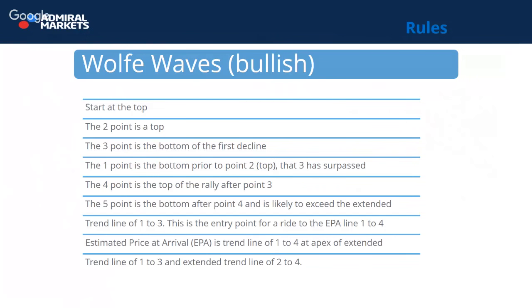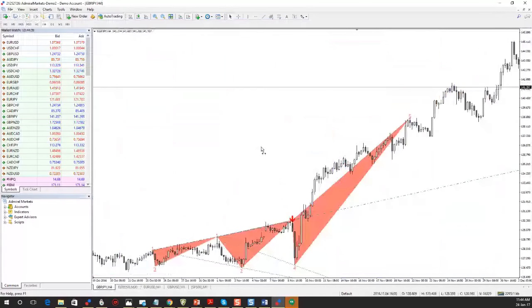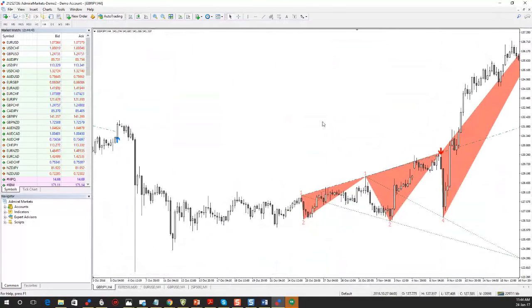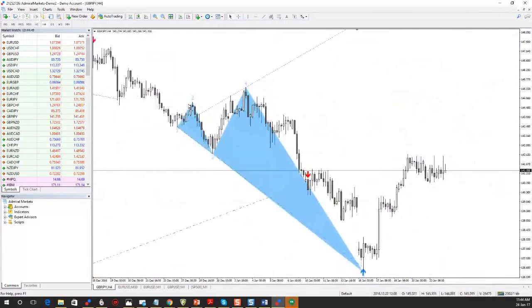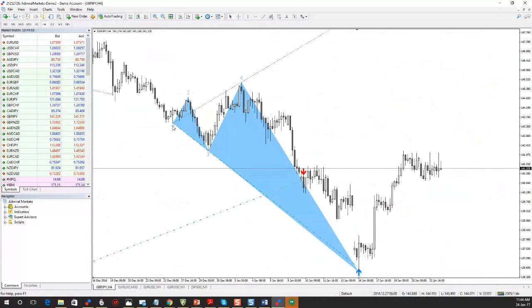on a live chart. So let me open, okay, this is, for example, pound dollar, a bullish Wolfe Wave. We need to go with a bullish Wolfe Wave. Those are points 1 to 5. Point 2 is where we start. So point 2 is the top. Point 3 is the bottom of the first decline. Point 1 is the bottom prior to point 2 that point 3 has surpassed. The point 4 is the top of the rally after point 3.